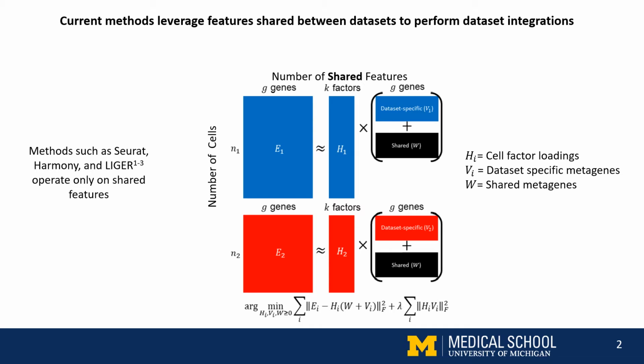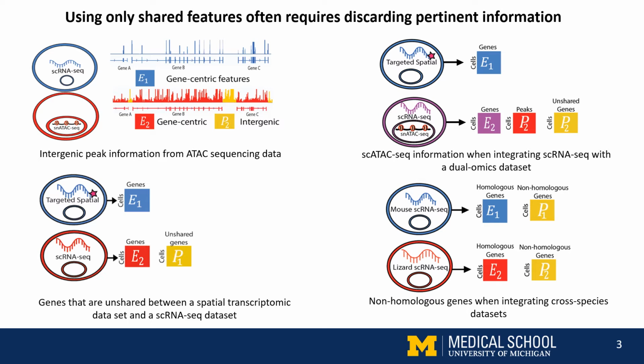However, all the previous algorithms that I mentioned require that we subset the features that we use in our data integration, often resulting in the discarding of pertinent information. For example, when we are integrating single nucleus ATAC-seq data and single cell RNA sequencing data, we typically do this by summing the ATAC data into gene-relevant regions. However, this means that we discard the information from between genes, or in these intergenic regions shown here in yellow.